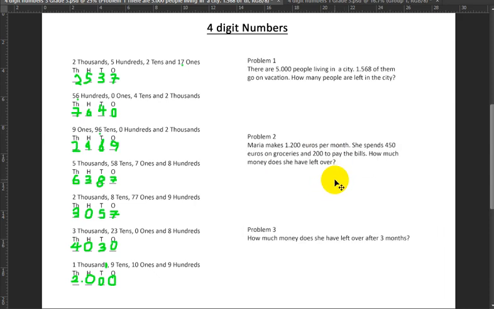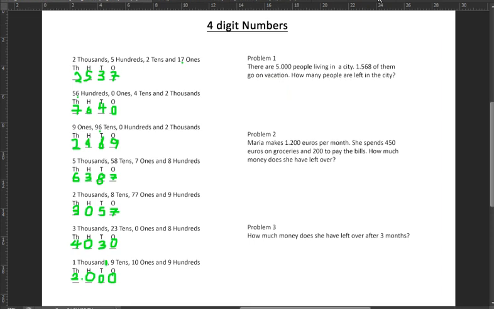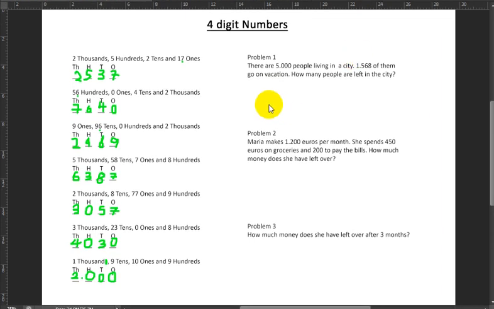Okay, so here are our problems. Problem 1 says, there are 5,000 people living in a city. 1,568 of them go on vacation. How many people are left in the city? So I have to figure out here, am I going to be doing addition or subtraction? And the answer to that is that since the people going on vacation, that means that they left the city. Now, which does that remind you of? Does that remind you of addition or subtraction? I would say that reminds me a lot more of subtraction.